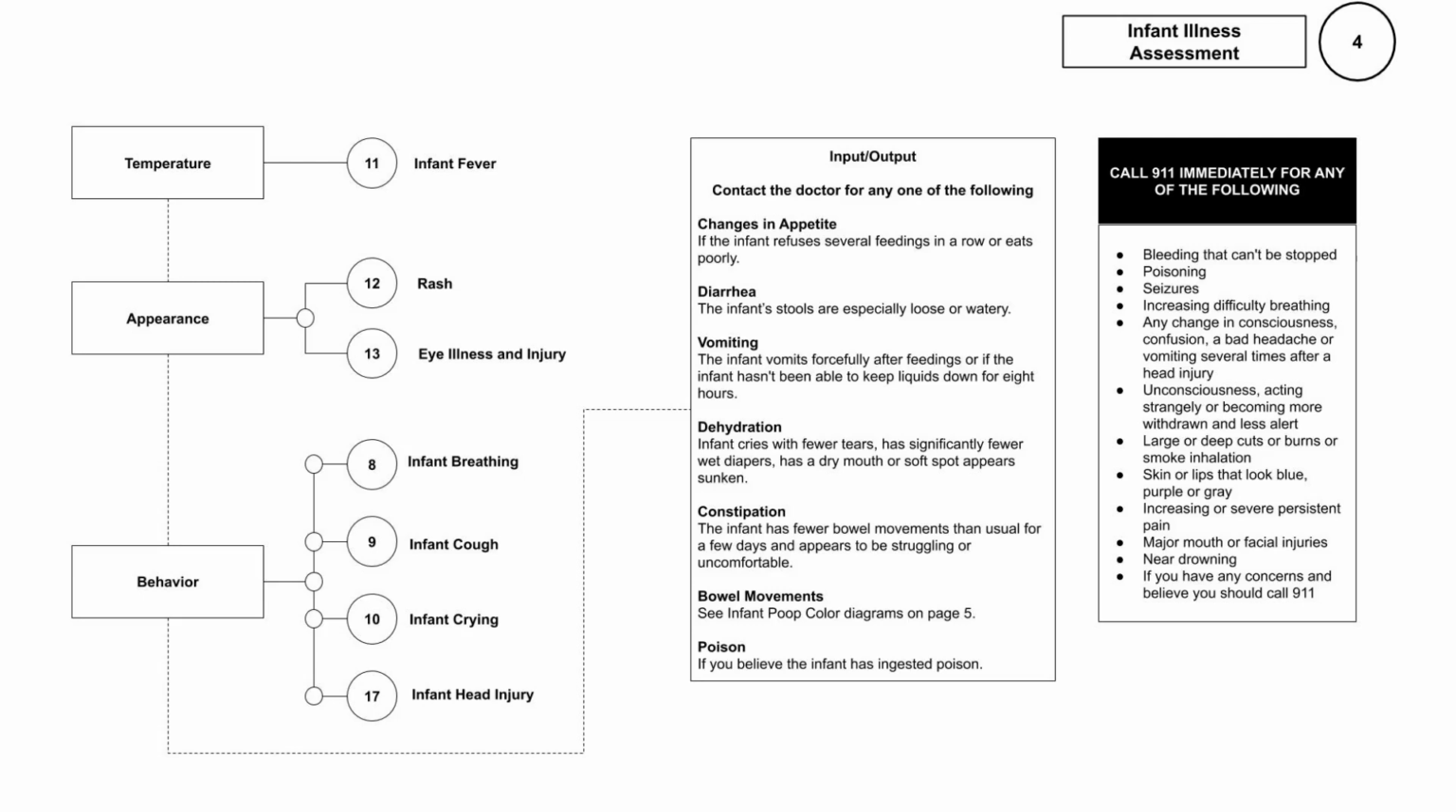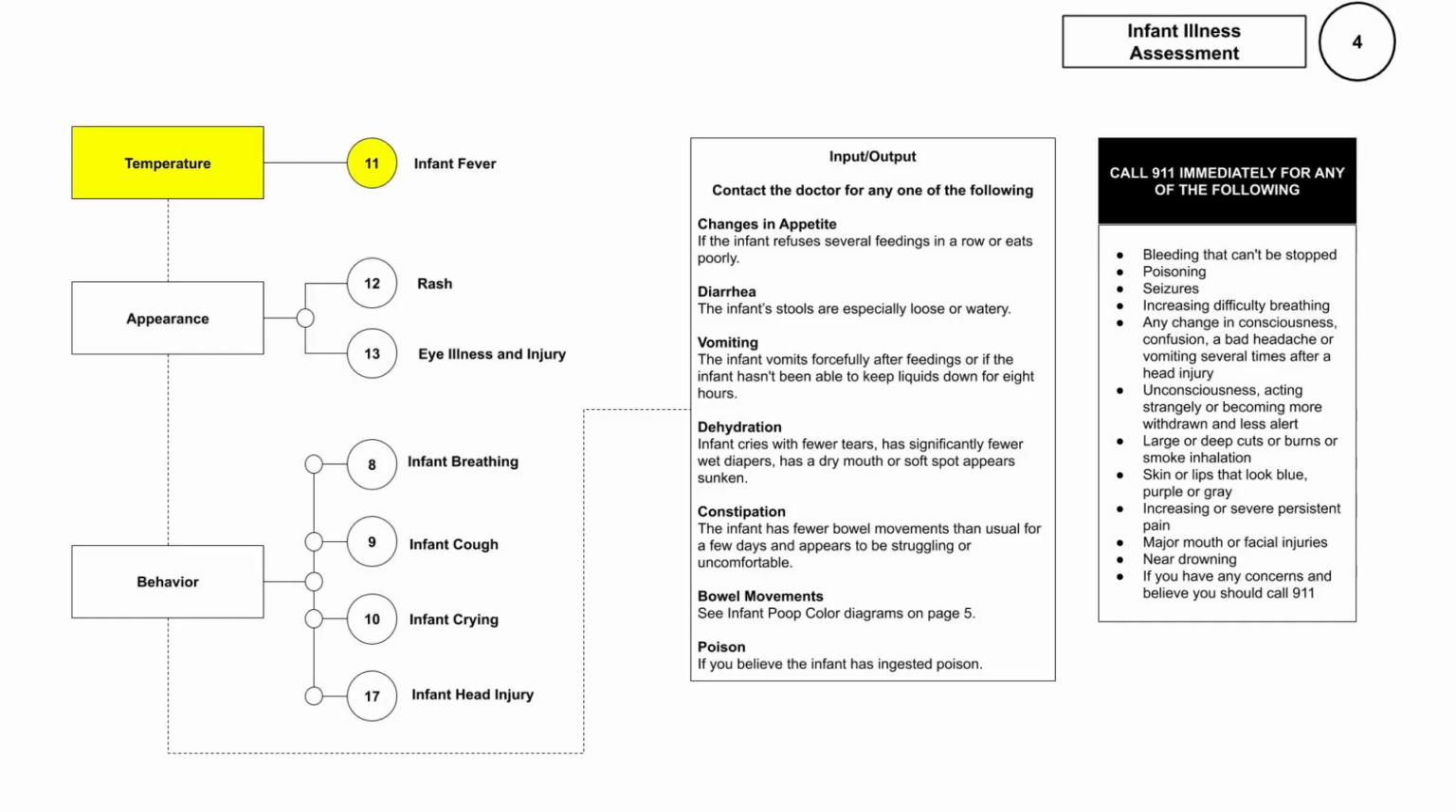So now let's talk about something else that you can have in your toolkit whenever you're trying to understand how your infant is really feeling. And so we want to look on page 4 of the textbook. This is the infant illness assessment. And so anytime your infant is ill, this is a really good checklist to run.